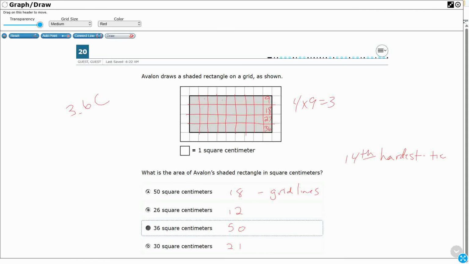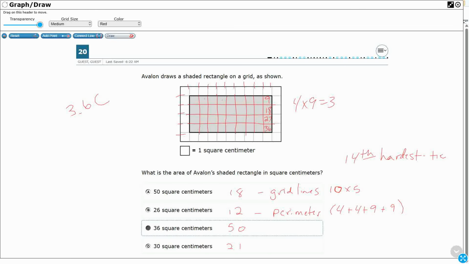So if you count the grid lines, 1, 2, 3, 4, 5, 6, 7, 8, 9, 10 by 1, 2, 3, 4, 5. So that's interesting that they would choose that. They weren't quite sure what to do, but they at least counted those grid lines. 26 square meters, well, that's the perimeter, so it wouldn't be in square meters. It would be in centimeters, but this is 4 plus 4 plus 9 plus 9.